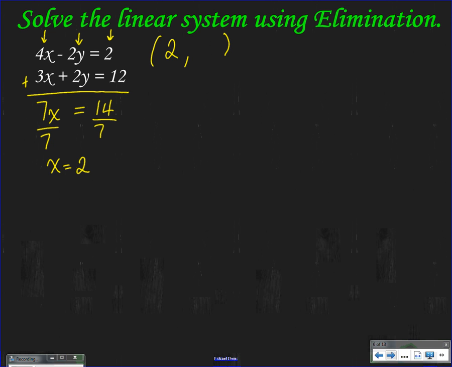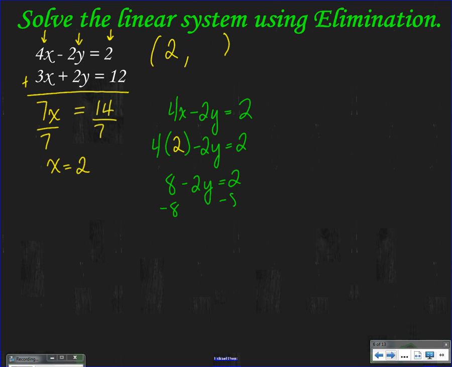So if I choose A, 4x minus 2y equals 2, I'm going to take x, which is 2, and substitute in. So that's 4 times 2 minus 2y equals 2. So I get 8 minus 2y equals 2. You guys know how to do this now. We're just solving. Subtract 8 from both sides. Negative 2y equals negative 6. Divide by negative 2. And y equals negative 3.